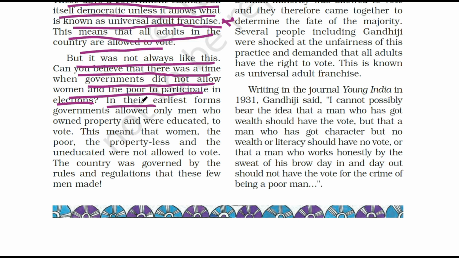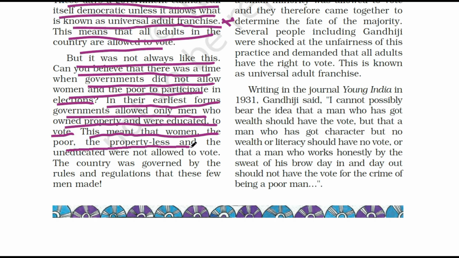Democracy should give opportunity to everybody. In their earliest forms, governments allowed only men who owned property and were educated to vote. This is purely discriminatory. This meant that women, the poor, the propertyless, and the uneducated were not allowed to vote. The country was governed by the rules and regulations that these few men made.